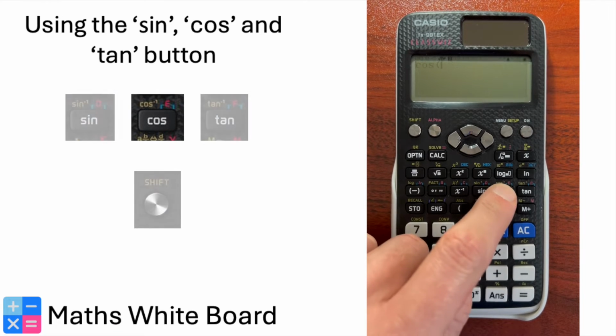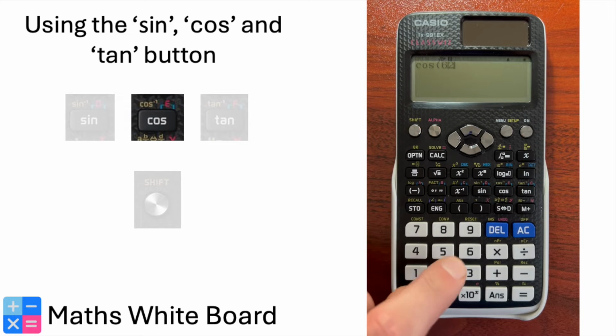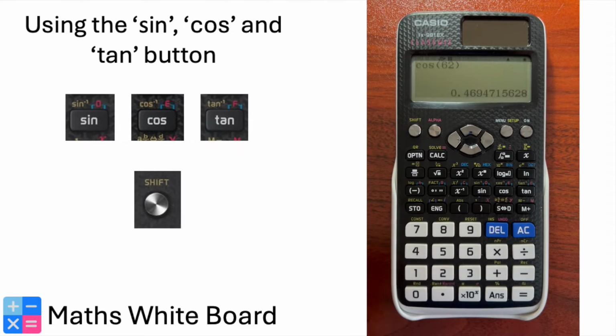Now, for cosine, select the cos button, input the angle, press equals, and voila, the cosine of the angle is displayed. This is the relationship between the adjacent and the hypotenuse. The same can be done to calculate the relationship between the opposite and the adjacent using the tan button.